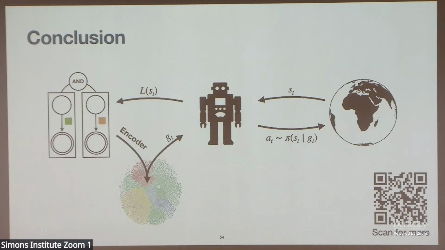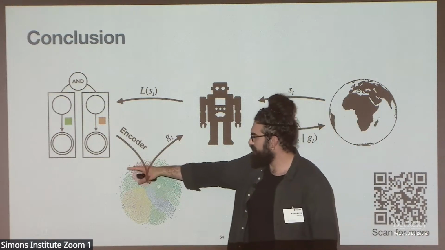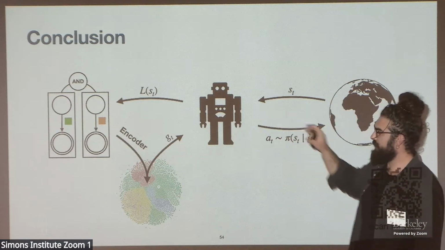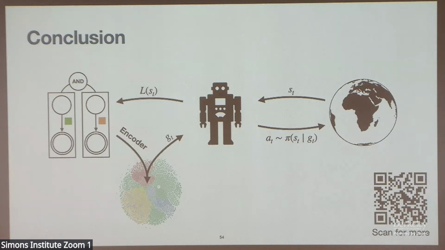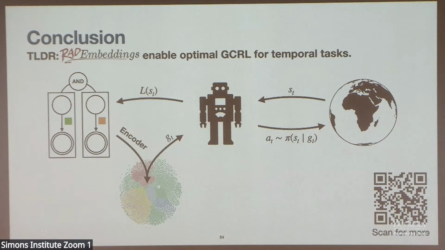Okay, so in conclusion, we handled the compositionality of the problem too. We combine our DFAs in these AND structures, use our encoder to map them to vector representations, and then use that for the downstream control. And the TLDR is that the embeddings enable optimal GCRL for temporal tasks.